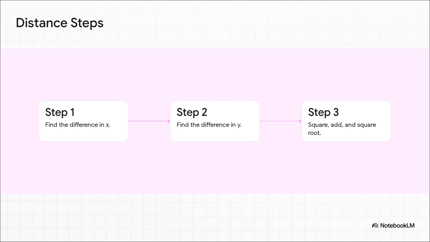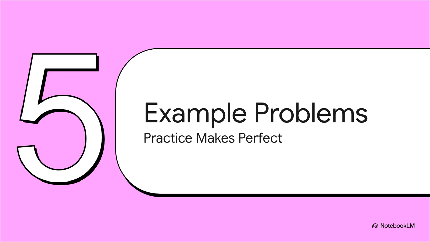Step 1, figure out your horizontal shift, so just the difference between your x values. Step 2, find your vertical shift, the difference between your y values. In step 3, square both of those shifts, add them together, and take the square root. It is exactly the same as solving a squared plus b squared equals c squared. So, let's actually put this into practice.